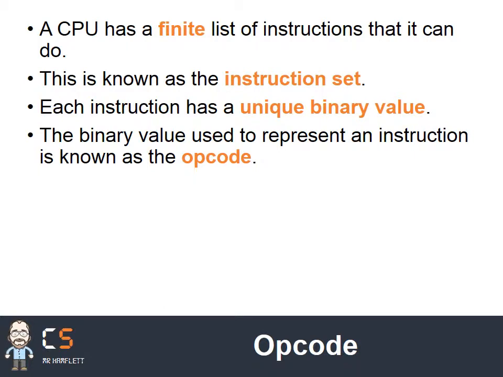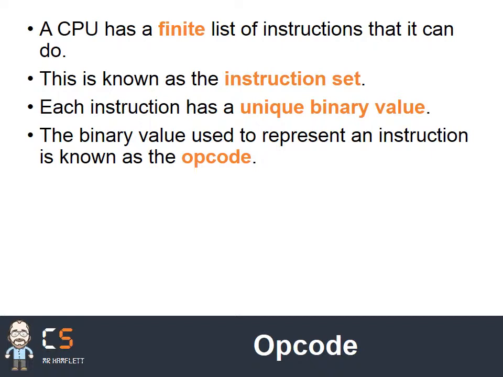So let's really go into detail what we mean by opcode and operand. So opcodes. A CPU has a finite list of instructions, so there's only a certain number of instructions it knows about. And we call that set of instructions the instruction set. Okay, we're quite imaginative in our names. And every single instruction has a unique binary value. Okay, so we can tell each instruction apart by its binary value.